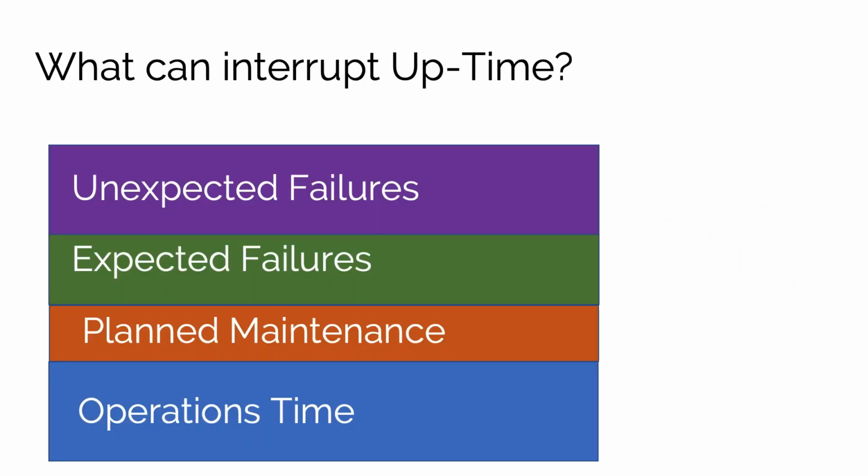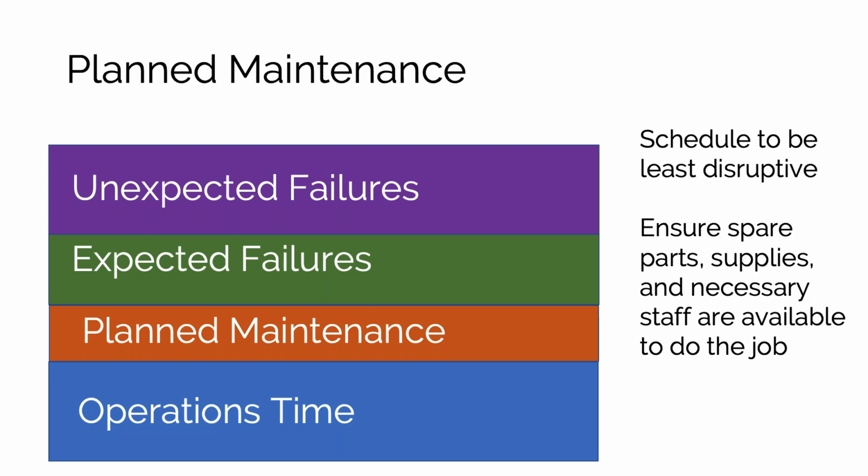So what can interrupt this uptime or this operations time? What can affect your ability to do that? Well, there's 3 basic things: planned maintenance, expected failures, and unexpected failures. So planned maintenance are those things that you have to do. Maybe you have to inspect something. Maybe you have to lubricate something. Maybe you have to change filters, that type of thing. So these are activities we expect to do.